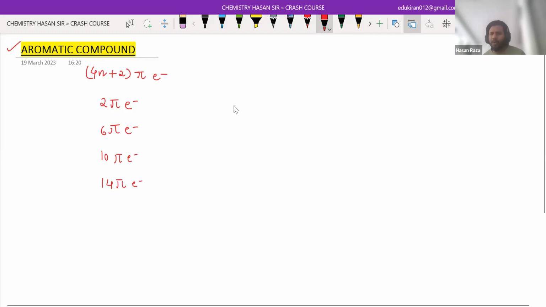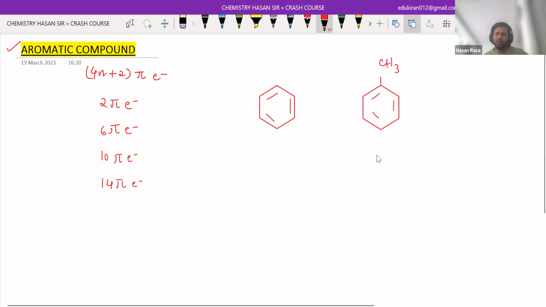Basically, in this aromatic compound, we will only deal with compounds like benzene. We will only deal with benzene or benzene-like structure. That means derivatives of benzene. Like if you want to see, this will be the scenario. This is your benzene. Or either we will talk about methyl benzene. Its common name is toluene, or methyl benzene, its IUPAC name. And this is your benzene.